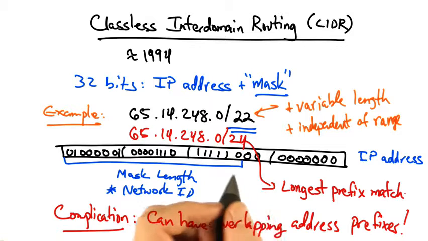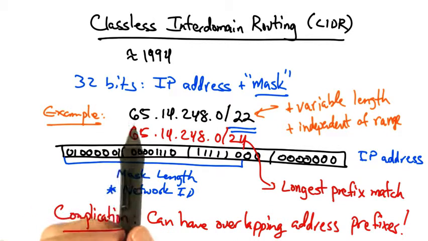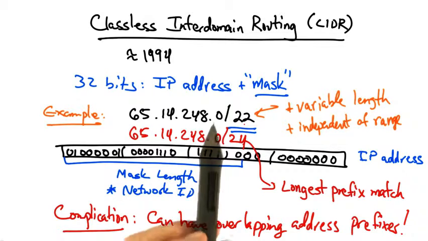The solution is actually to forward on what's called the longest prefix match, meaning that if a routing table has two overlapping entries, that it should forward according to the entry that has the longest prefix or the longest mask length. Intuitively, that makes sense because the prefix with the longer mask length is more specific than the prefix with the shorter mask or the larger prefix.